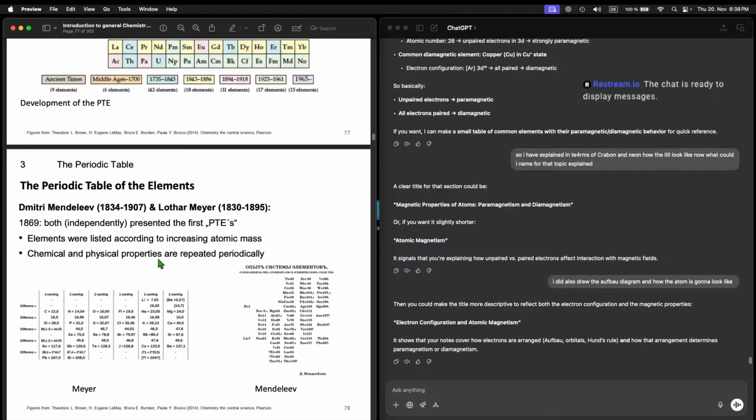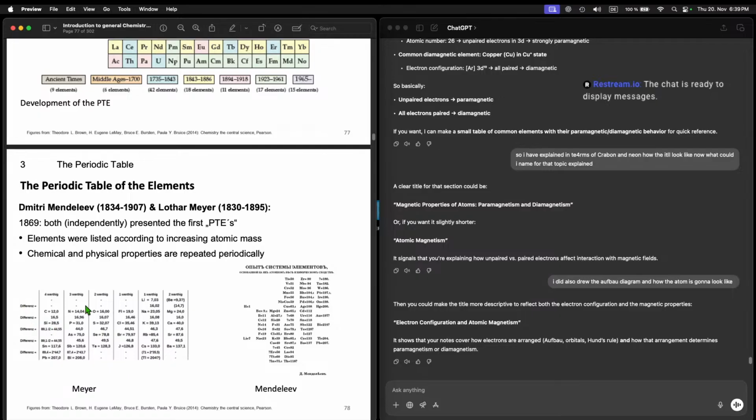Should I have to look into the past? Dmitry Mendeleev and Lothar Meyer, 1830 to 1895, 1869, both independently presented the first periodic table of elements. Elements were listed according to increasing atomic mass, and chemical and physical properties are repeated periodically.